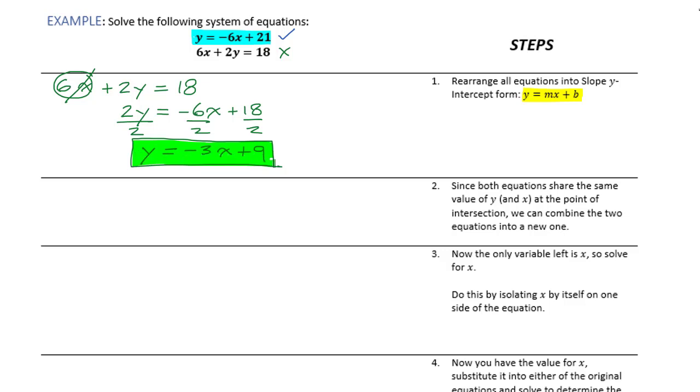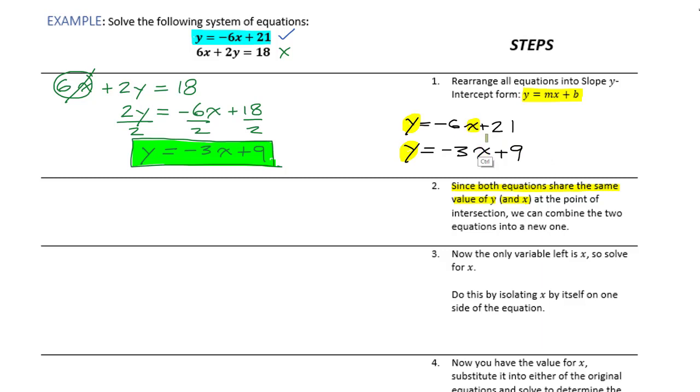Okay, so now here's where we got to make a little jump in our thinking. Let me just highlight and talk about this here. Since both equations share the same y value and x value at the point of intersection, we're going to combine the equations into one. So let me write my two equations out here side by side. One of them is y equals negative 6x plus 21, and the other one is y equals negative 3x plus 9, right? At the point of intersection, these y's have to be the same value, and these x's have to be the same value.